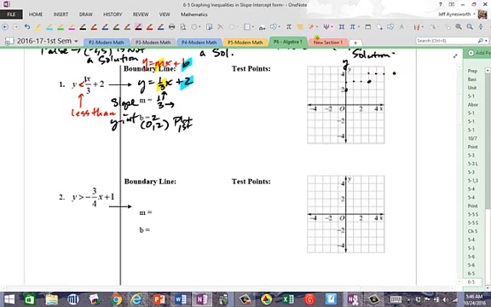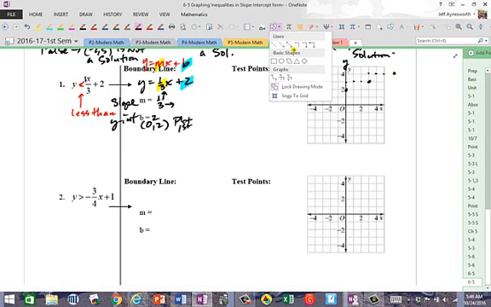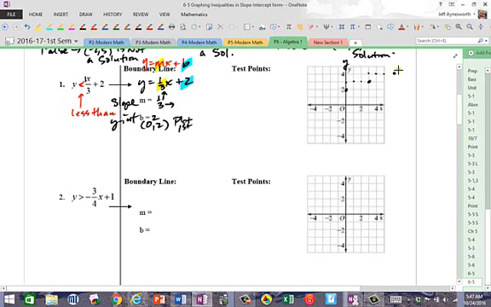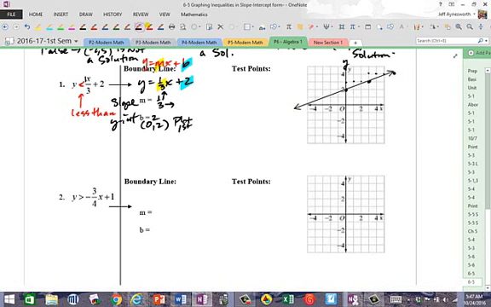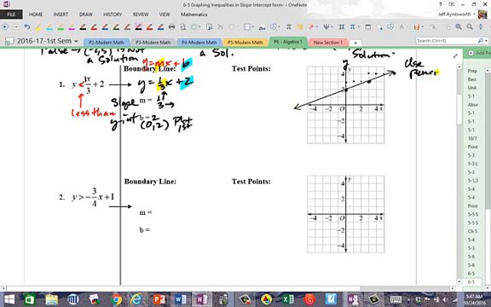Okay, and then go ahead and take your straight edge out. Use pencil now, because something weird is going to happen here. Well, nothing too weird, but you're going to have to use pencil because you're going to find out that solutions are not on the boundary line on this one.